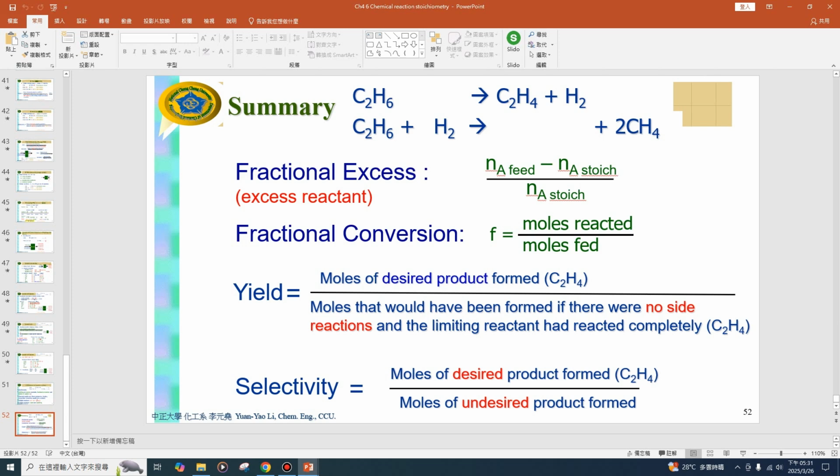I think that's it for today. The important thing is selectivity and yield. There are 4 things you need to remember, and they will show up in the Kahoot next week: fractional excess, fractional conversion, yield, and selectivity. You need to know the definitions well.